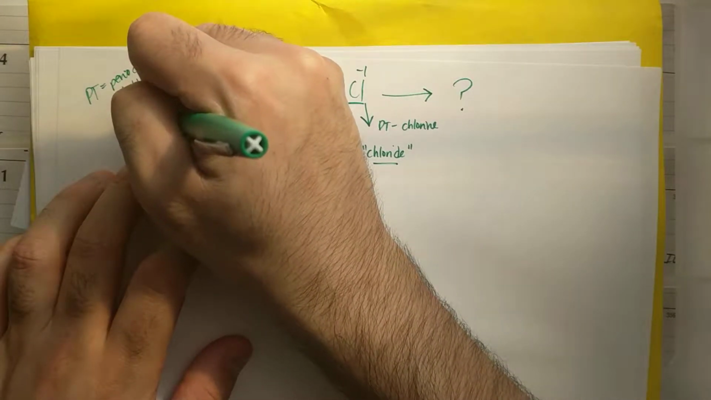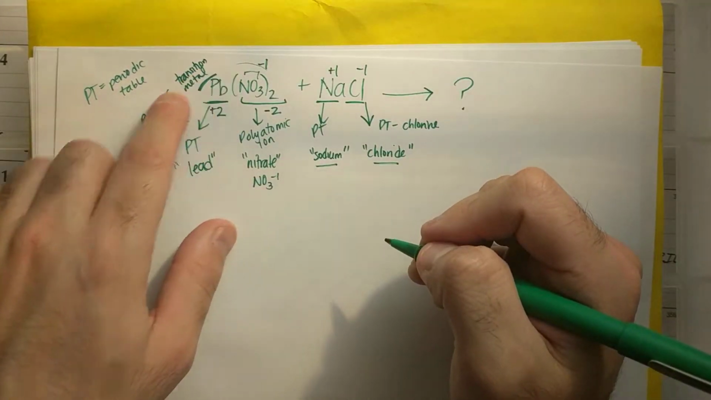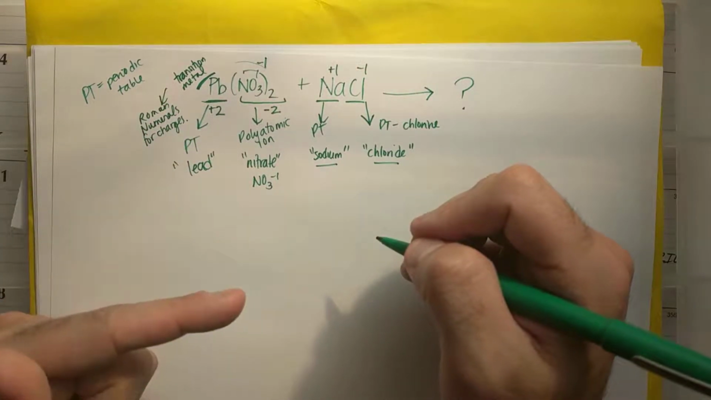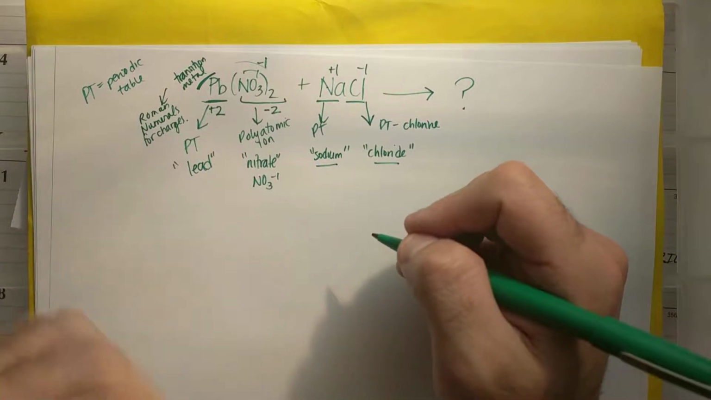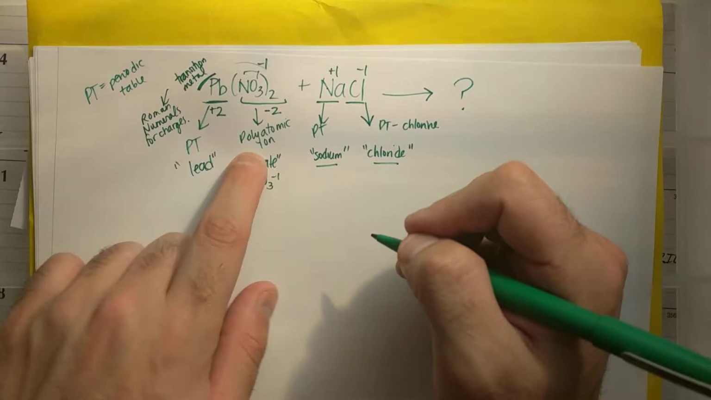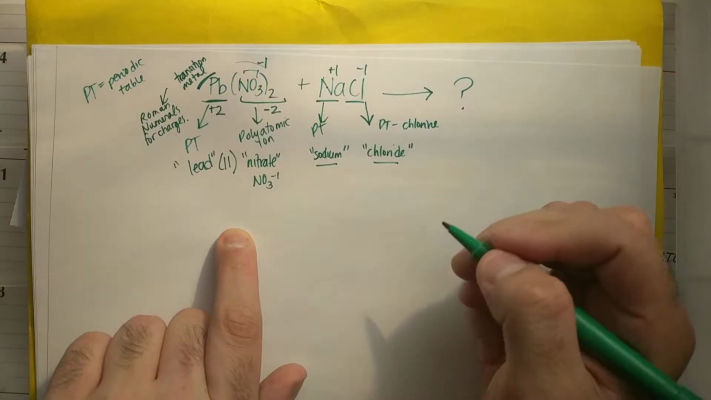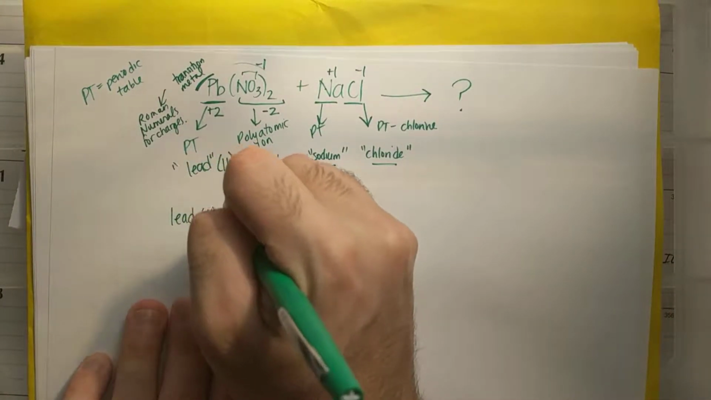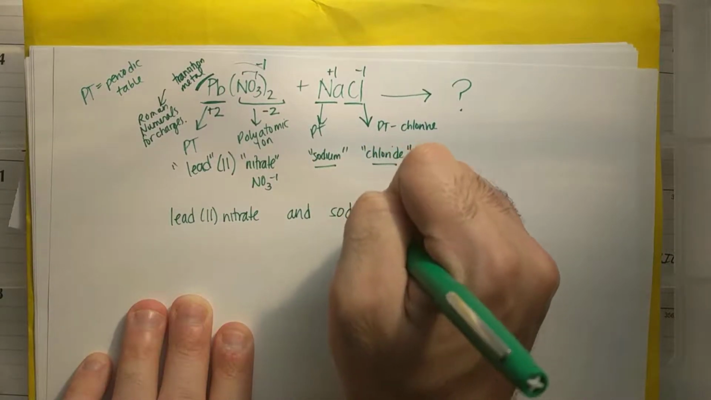Roman numerals for charges. Okay, so if you don't know what I'm talking about here, you need to go back to your summer work and look at some of your summer work examples and your earlier chapter. If it's a transition metal, it needs to get Roman numerals for its charges. So if lead's charge is +2, this is going to be lead(II) nitrate. So the names of these two compounds are lead(II) nitrate and sodium chloride.